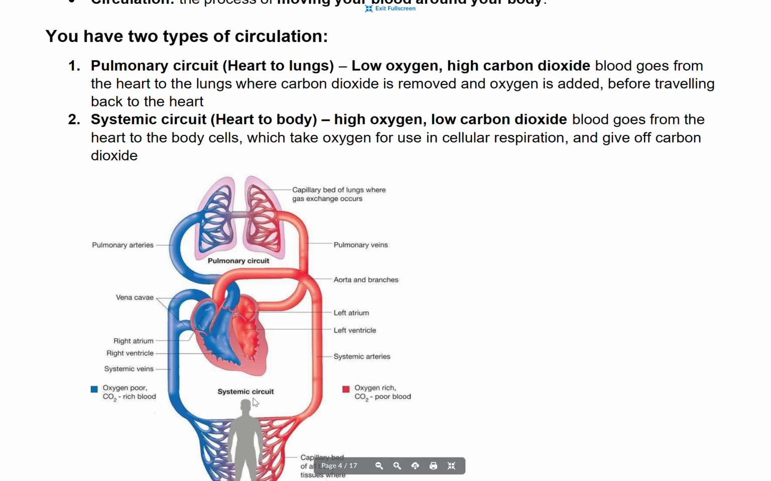So it's two separate loops that make up your circulation, okay? And they have names. The pulmonary circuit goes to the lungs, and you know that now because you know pulmonary means lungs. And the systemic circuit goes from your heart to every other cell in your body.